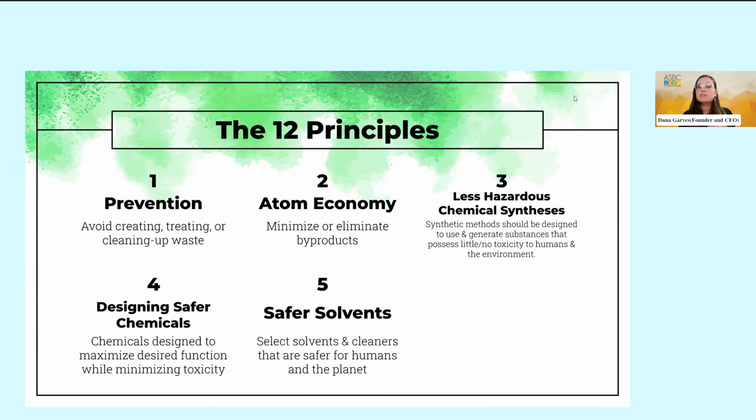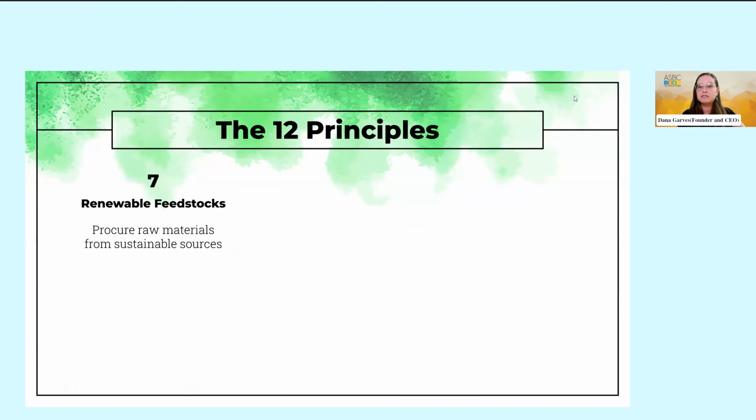All right, so that's the first half. Let's get into the back half here. Number seven, renewable feedstocks. So procuring raw materials from a sustainable source. I think this is one that the beer industry can utilize pretty well. Just making sure that we're choosing products that we are able to continue making and that we aren't using up our resources in selecting those fuels.